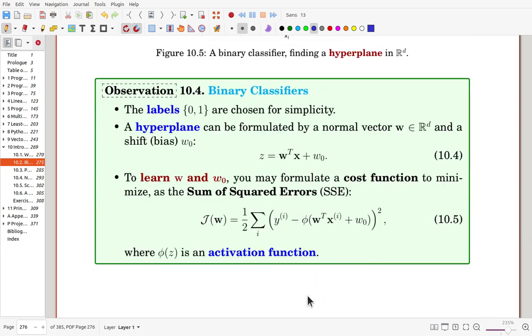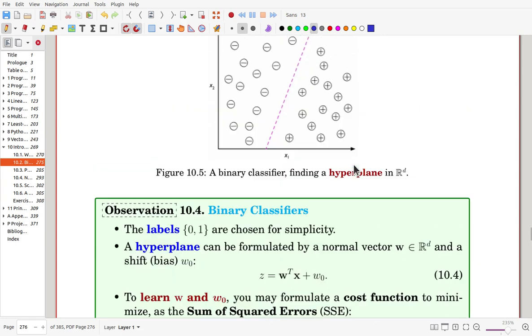Labels 0 and 1 are chosen for simplicity. You may choose some other values, such as -1 and 1. A hyperplane can be formulated by a normal vector W and a shift W0, so that the hyperplane can be written in this way. For a line in 2D, the line is a hyperplane, and W is a normal vector of the line.